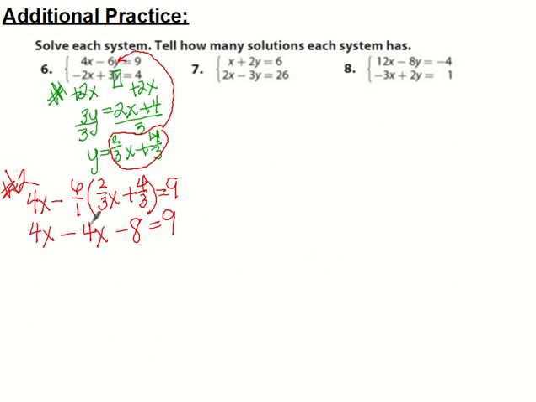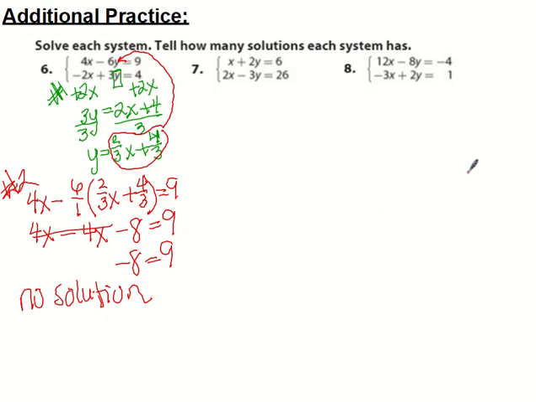Well, 4x minus 4x is just a cancellation, and I'm left with negative 8 equals 9. And that's a no solution. So even though there were fractions in there, they ended up being kind of nice because they cleaned up. Okay?